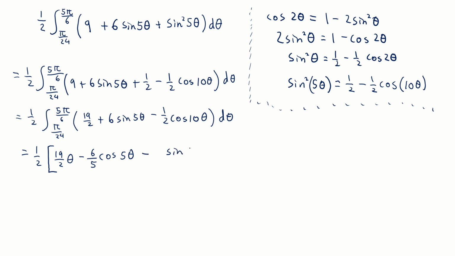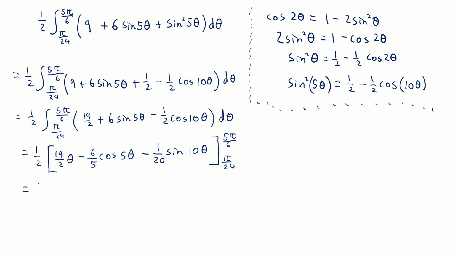It was a 10 theta inside, so still a 10 theta inside. But then, because of that 10 in front of the theta inside the trig function, we've got to divide by 10. So 1/2 divided by 10 gets us 1 over 20. And then, of course, we've still got our limits. So the last thing we've got to do to finish the question off is plug those limits in.